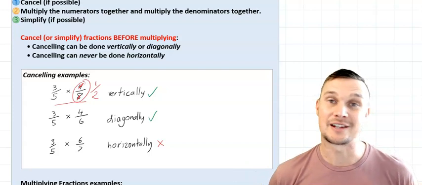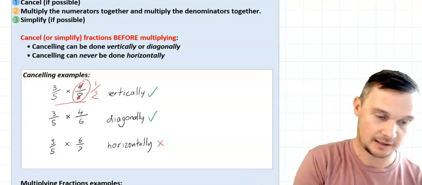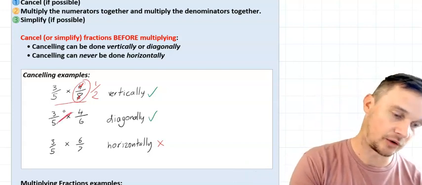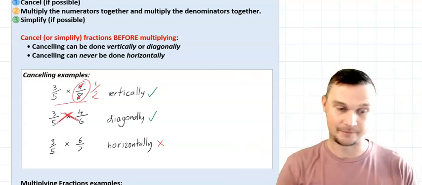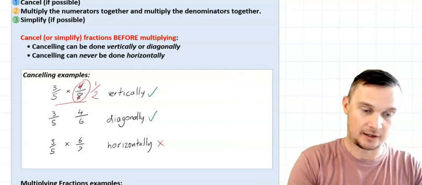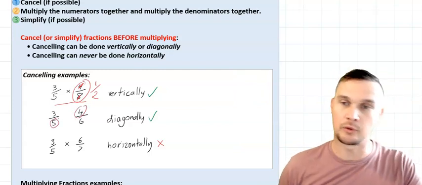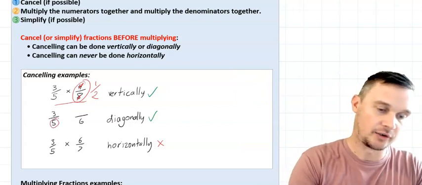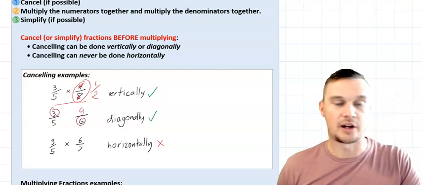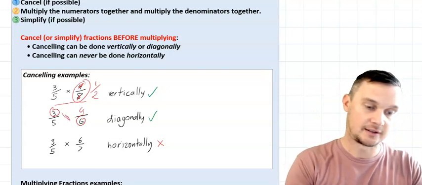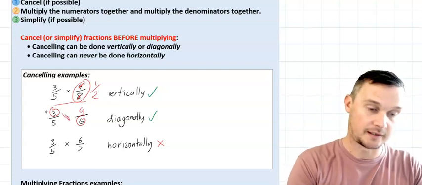We can also cancel diagonally, and by that I mean the opposite numerator and the opposite denominator. So you can cancel on the opposite side diagonally. In this case here, I can't cancel 5 and 4 because they don't have a common factor, but I know I can cancel 3 and 6 because they both have a common factor of 3. So this will be 1/5 and this will be 4/3.